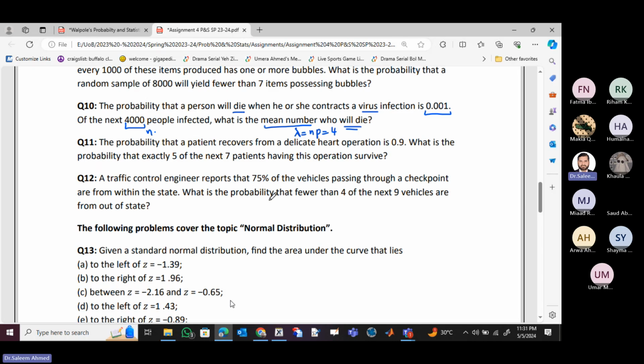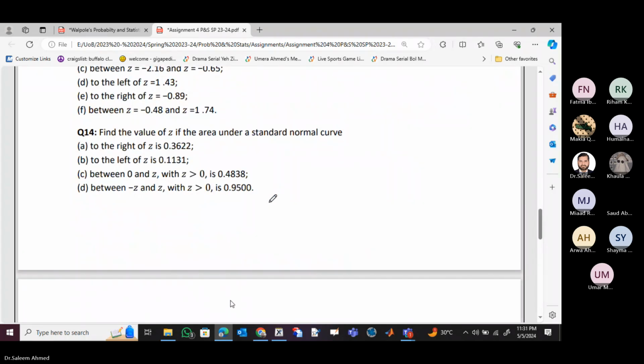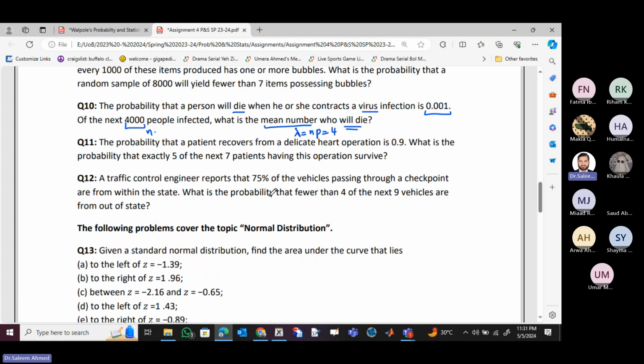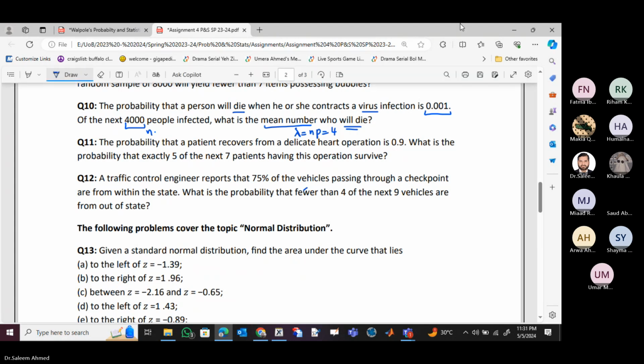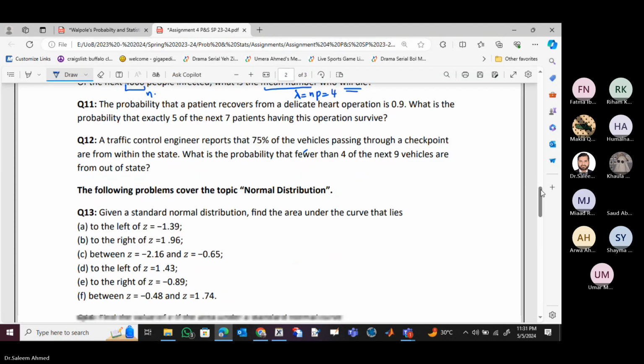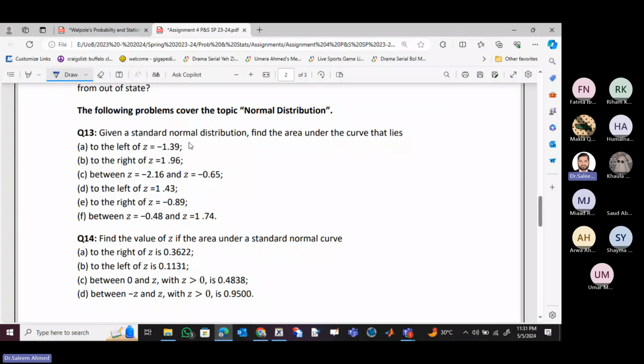So see here, for example, given a standard normal distribution, find the area of the curve that lies to the left of this. To the left of this means the probability of Z to the left of minus 1.39. This is what you want: the area to the left of, and this directly comes from the table.